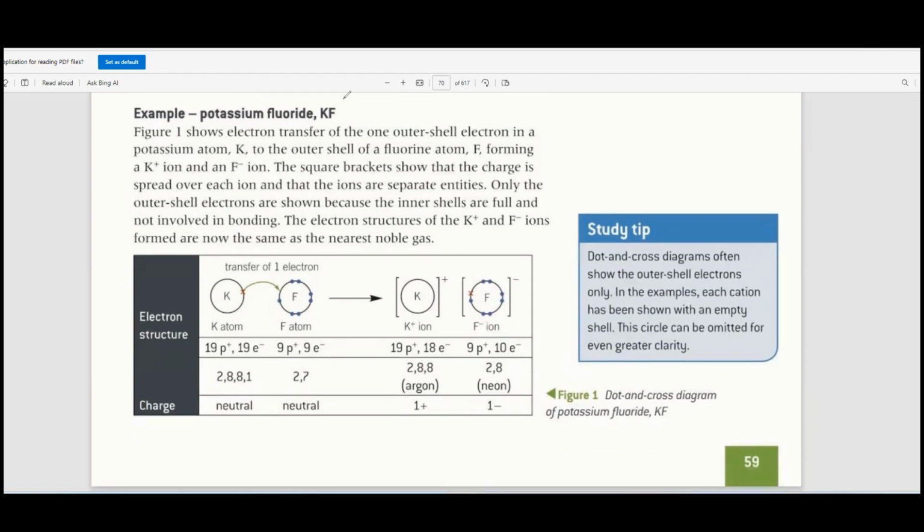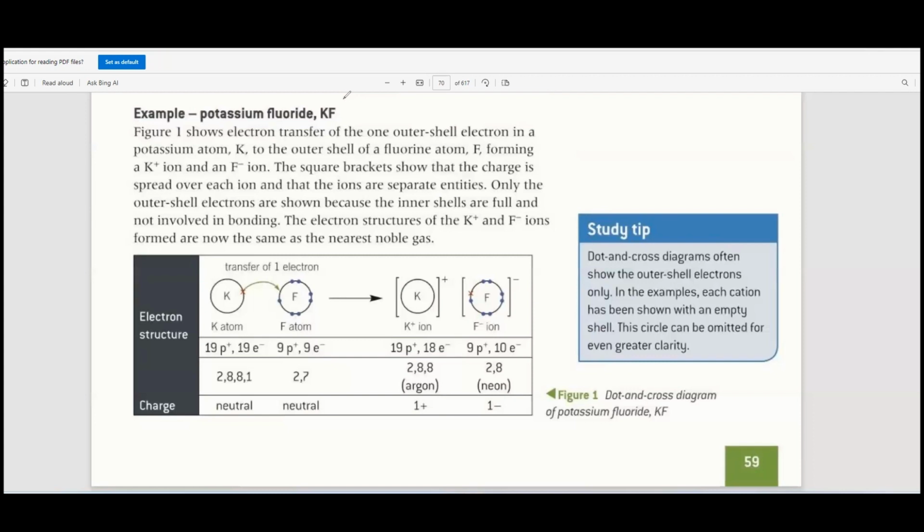So it's shown by a cross. The outer shell of potassium is shown by the cross. The outer shell of fluorine has electrons shown by circles or dots. This cross, which is an electron in potassium, will go to fluorine so that potassium makes the electron configuration of the noble gas before it in atomic number. And fluorine will make the electron configuration of the noble gas that is after it, because it gains an electron. So again, they have put the brackets just to show that overall potassium has a positive charge now, and fluorine overall has a negative charge.